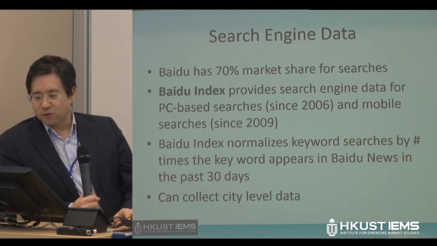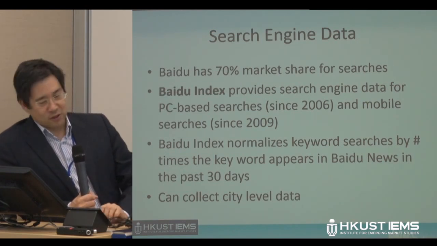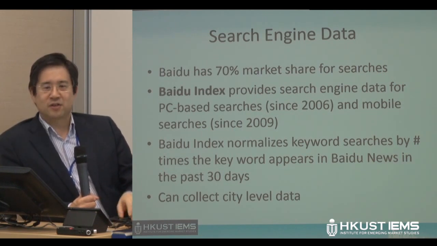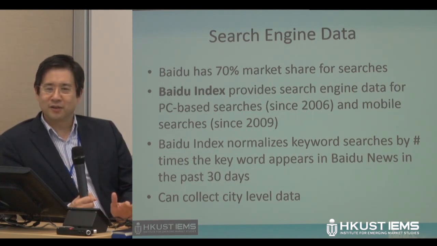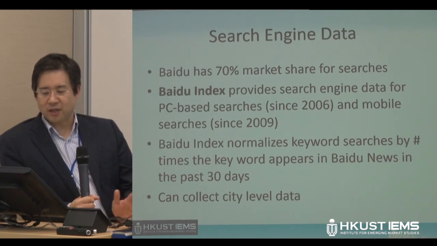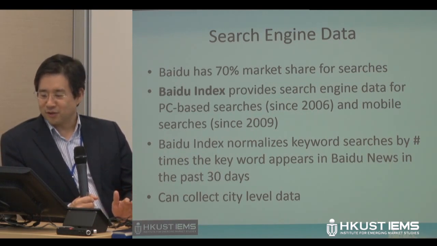And they have two components. One is PC-based searches, and they've added a mobile-based search kind of result. I don't know if that's distinguished in the Russian data or not. Baidu produces an index for search words where they normalize the keyword searches by the number of times the keyword appears in Baidu News. So somehow they want to hide some absolute numbers, I guess. So they normalize in this way. I don't think that's an issue because I think it's a national number, right? The Baidu News in the past 3 days is going to be one number for the whole country, right?